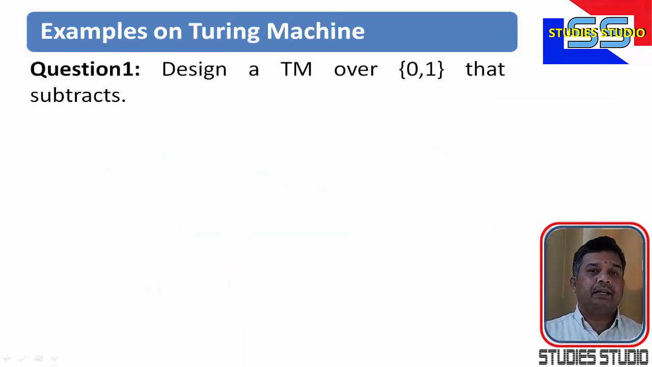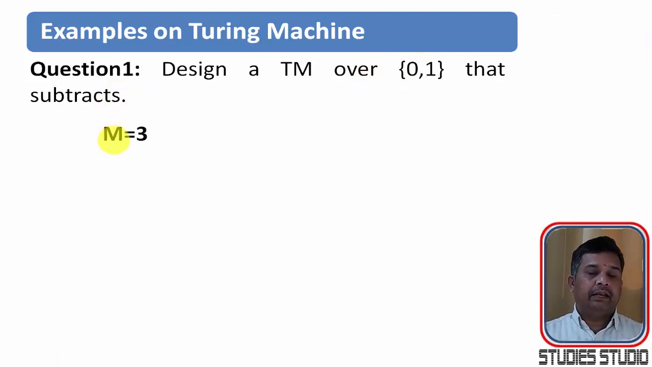Today's first example is, we are going to create a Turing machine over 0 and 1 that subtracts 2 numbers. Let us say m is a number having 3. It means in order to represent 3, we'll put 3 ones. The second number is 2. It means for that also we'll put 2 ones.